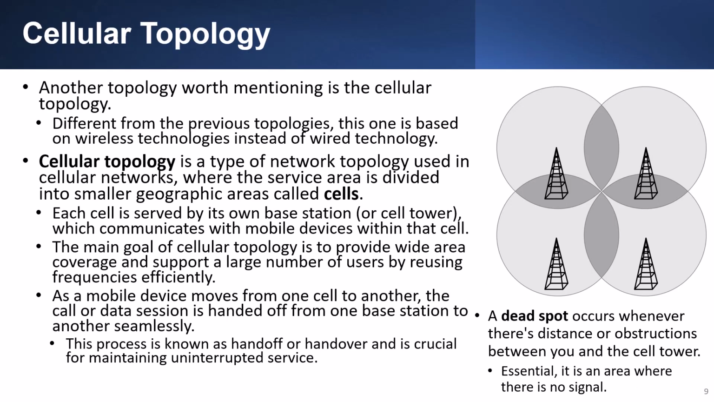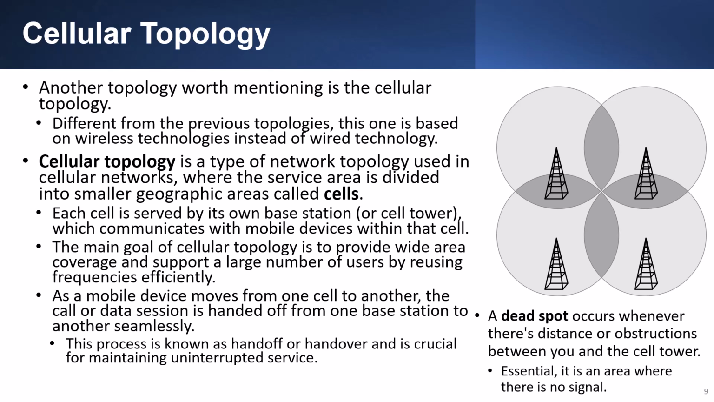Another topology worth mentioning is the cellular topology. Different from the previous topologies, this one is based on wireless technology instead of wired technology. Cellular technology is a type of network topology used in cellular networks where the service area is divided into smaller geographic areas called cells. Each cell is served by its own base station or cell tower, which communicates with mobile devices within that cell. The main goal of cellular topology is to provide wide area coverage and support a large number of users by reusing frequencies efficiently.